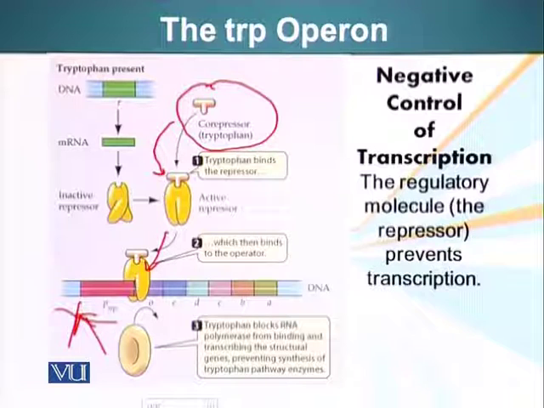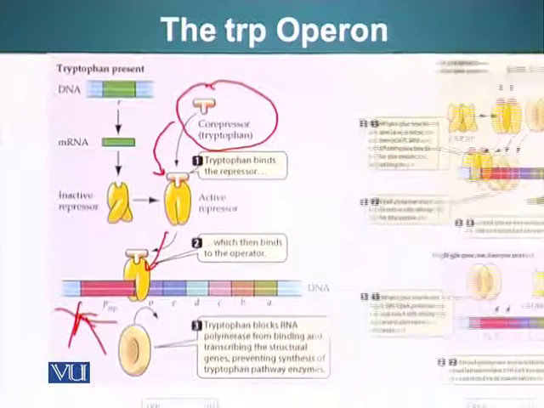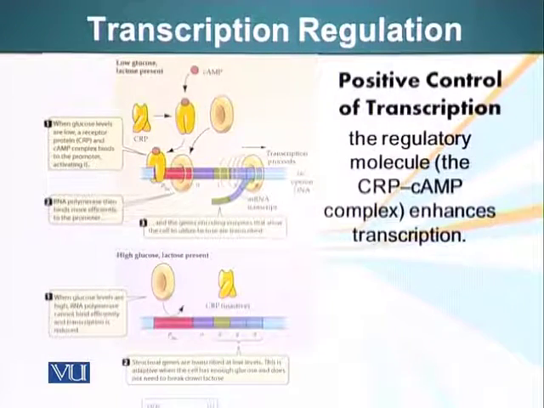So here we have a system. Both the systems we have talked about are negative control. The regulatory molecule is the repressor, which is preventing transcription. So the trp operon and the lac operon are negative control. We'll look at an example of positive control. Here, the regulatory molecule, when it binds a specific region of DNA, will have a positive control, meaning that it will facilitate transcription rather than hinder it.